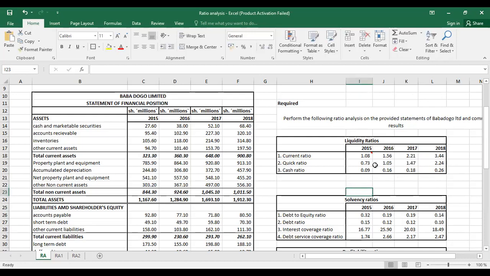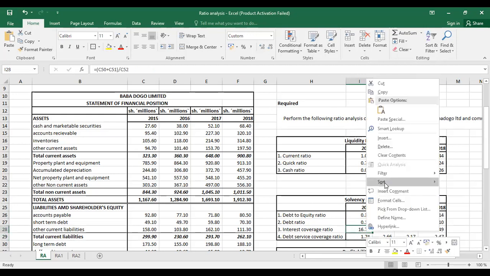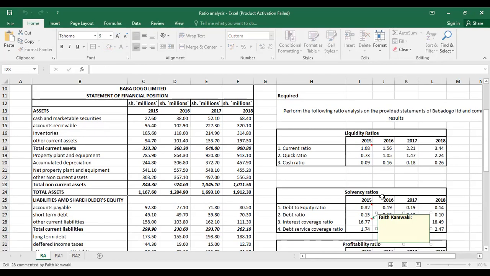I think the current ratio and this one, you know them. So debt equity ratio, debt over equity. Interest here, so I'll insert the comment here. The comment here will be earnings before interest and tax divided by interest expense.